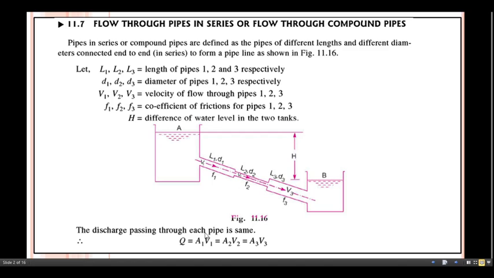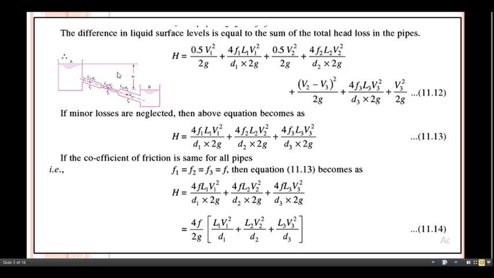The discharge passing through each pipe is same, that is Q equals A1 V1 equals A2 V2 equals A3 V3. The difference in liquid surface level is equal to the sum of the total head loss in the pipes. So if you just see here, H is nothing but 0.5 V square divided by twice g. Here, this is nothing but the frictional loss in the pipe, and this indicates the minor losses at the various points.